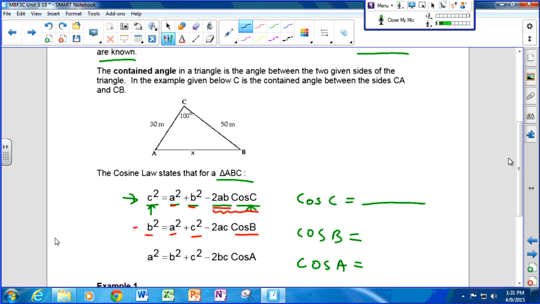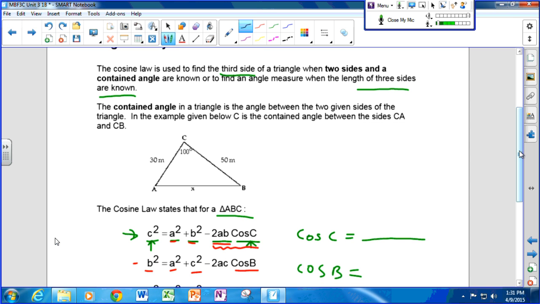So here's an example to sort of show you. It's used to find the third side of a triangle when you have two sides and an angle, or if you have three sides. That's something the law of sines can't help you with if you just have three sides, because you need at least one angle. And depending on what two sides you have, the law of sines may not be able to help you there either.